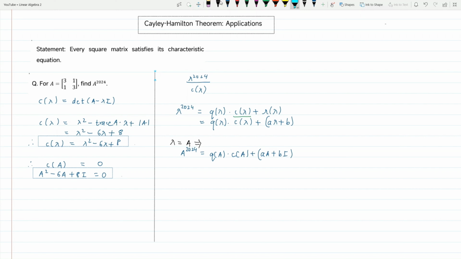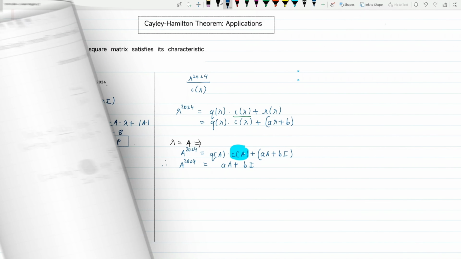Now we already have that C(A) is equal to 0 by the Cayley-Hamilton theorem, and we are going to replace that over here. So we get that A^2024 is equal to aA plus bI. Now we need to find the constants a and b. We can use the eigenvalues of A to help us.